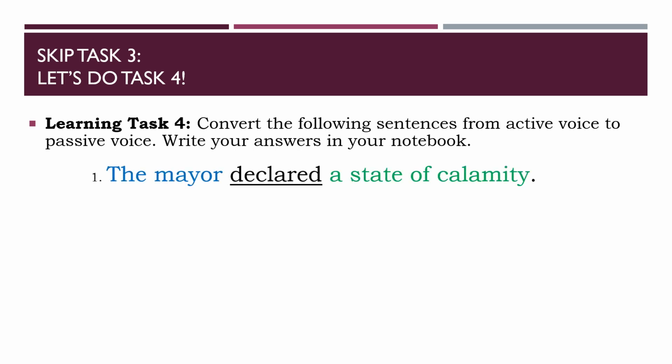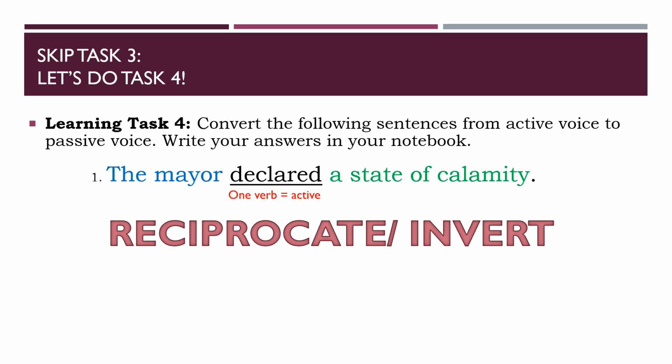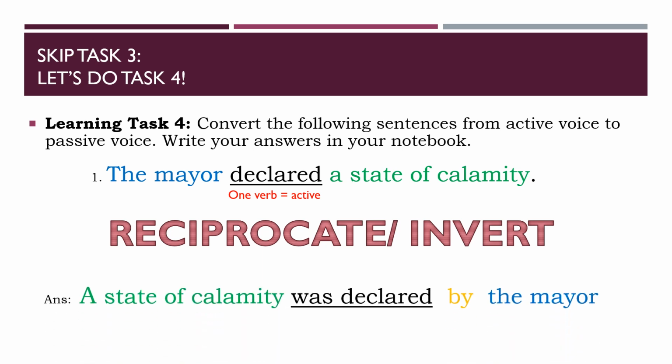Let us have number 1. The mayor declared a state of calamity. Take note, guys. We have here one verb. That's why this sentence is an example of an active voice or an active sentence. We're going to reciprocate or invert this sentence. Now, I made use of three different colors. We have the blue for subject, black for action word or verb, and then we have green for predicate.